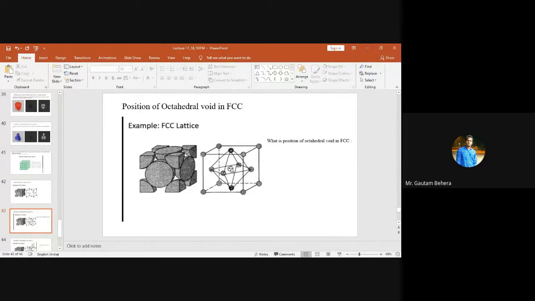How is this forming? Just imagine this single layer of atoms is nothing but the face centered atoms, right? This is one face centered atom, this is one face center, this is one face center, this is one face center, and the top and bottom are also face centers. So if you join all the face center atoms, it will form an octahedron and the void will form an octahedral void. So it is very simple, right? So if we have a face centered cubic structure, the center of each cube is an octahedral void. Okay.